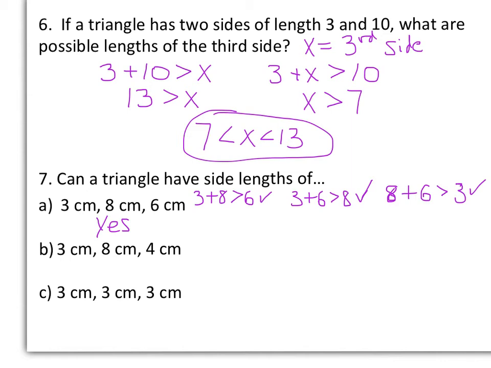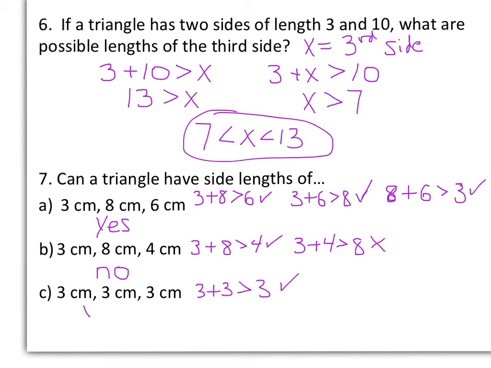Okay, let's try B. 3, 8, and 4. Is 3 plus 8 greater than 4? Yes. Is 3 plus 4 greater than 8? Ooh, no. So B is a no. You cannot have a triangle with those three side lengths. And finally C, is 3 plus 3 greater than 3? Yes. And actually, if all three sides are the same, that is an equilateral triangle.